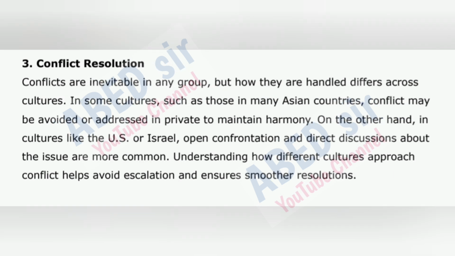3. Conflict resolution. Conflicts are inevitable in any group, but how they are handled differs across cultures. In some cultures, such as those in many Asian countries, conflict may be avoided or addressed in private to maintain harmony. On the other hand, in cultures like the US or Israel, open confrontation and direct discussions about the issue are more common. Understanding how different cultures approach conflict helps avoid escalation and ensures smoother resolutions.